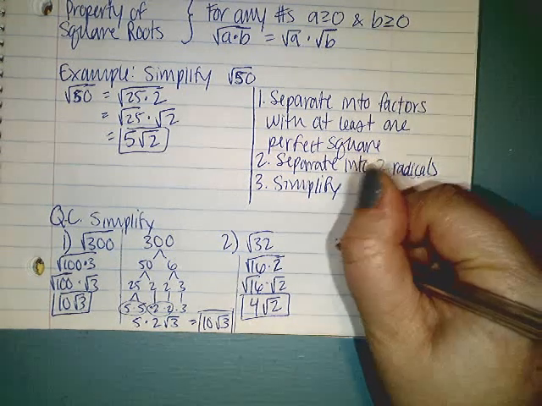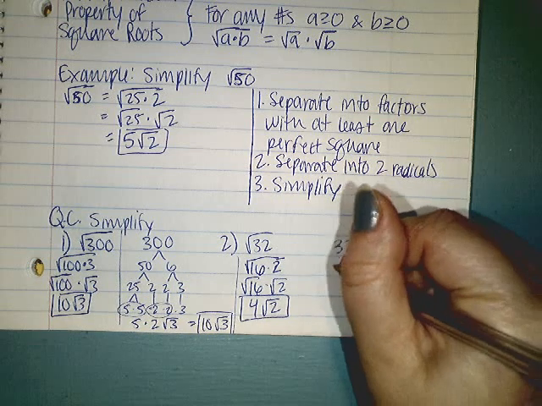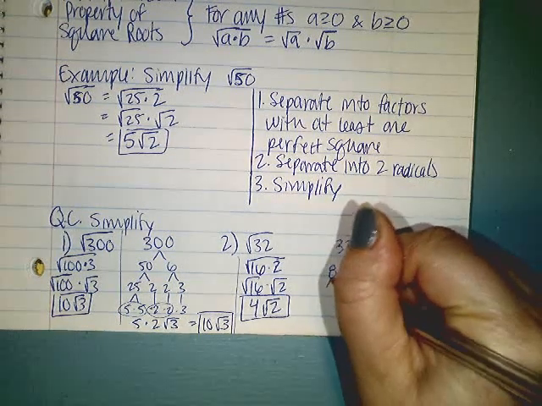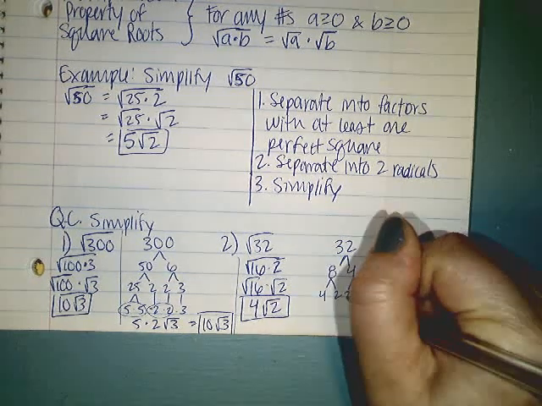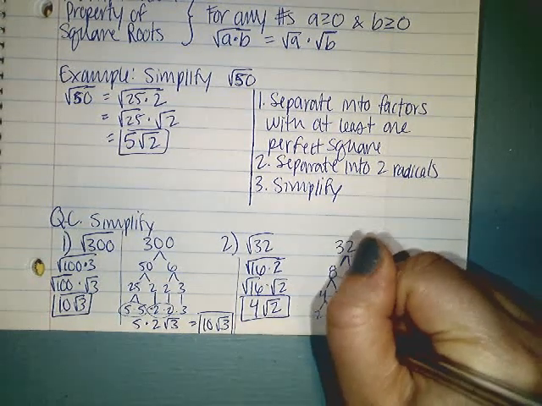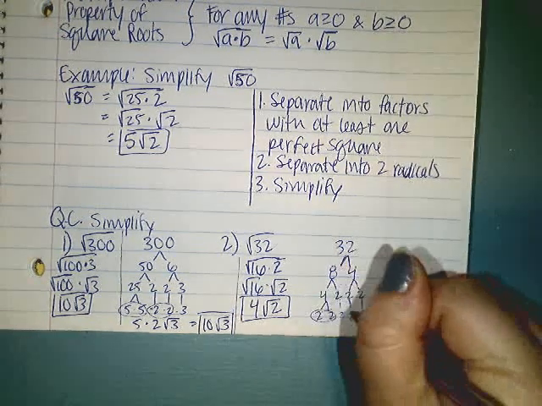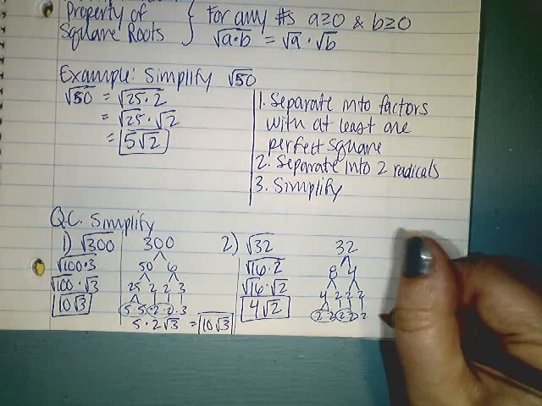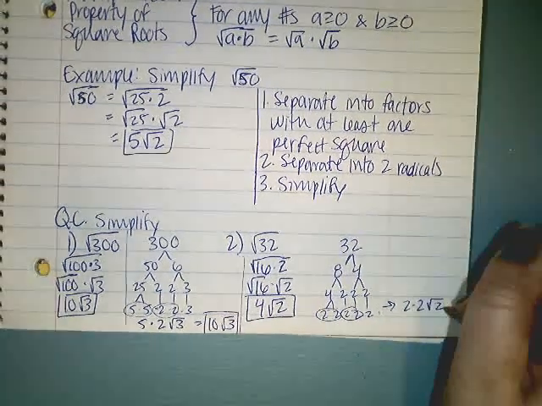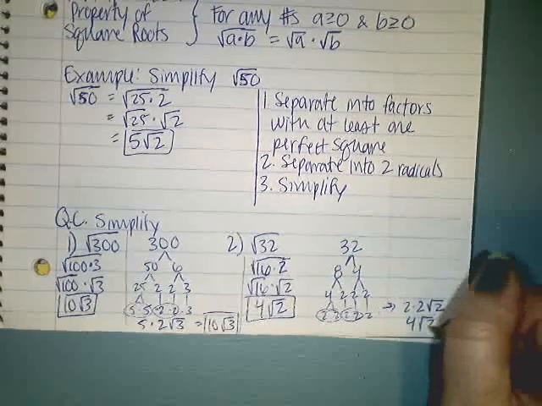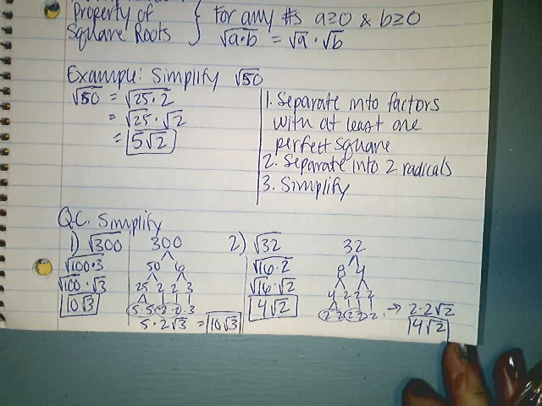Alternative method, you'd make a factor tree for 32. So say you said that is 8 times 4. And then you know this becomes 4 times 2. This becomes 2 times 2. 2 times 2 times 2 times 2 times 2. So I can take out pairs. So I can take out 2 full pairs. So that leads me to have 2 times 2 times the square root of that remaining 2, which is 4 square root of 2. So if that makes more sense to you, you are more than welcome to do it that way.